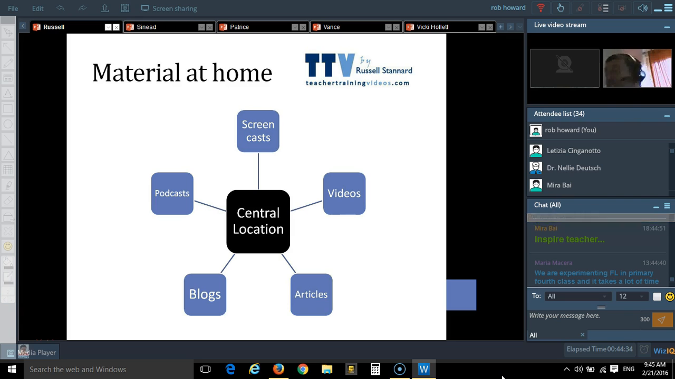So that is key. That could be Moodle, it could be Edmodo, it could be a wiki, but you need a central location where the students can access the content so that they can study at home. And then, of course, you need to put the content online for them to access: videos, articles, blogs, podcasts, screencasts, etc. So always think about it in two ways. Firstly, where's your central repository? And secondly, what content are you going to give to the students to access at home?